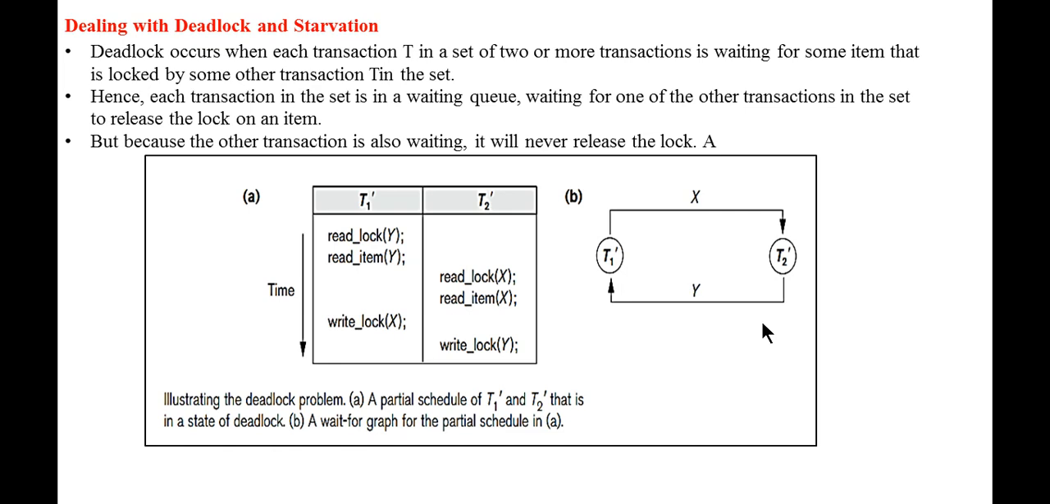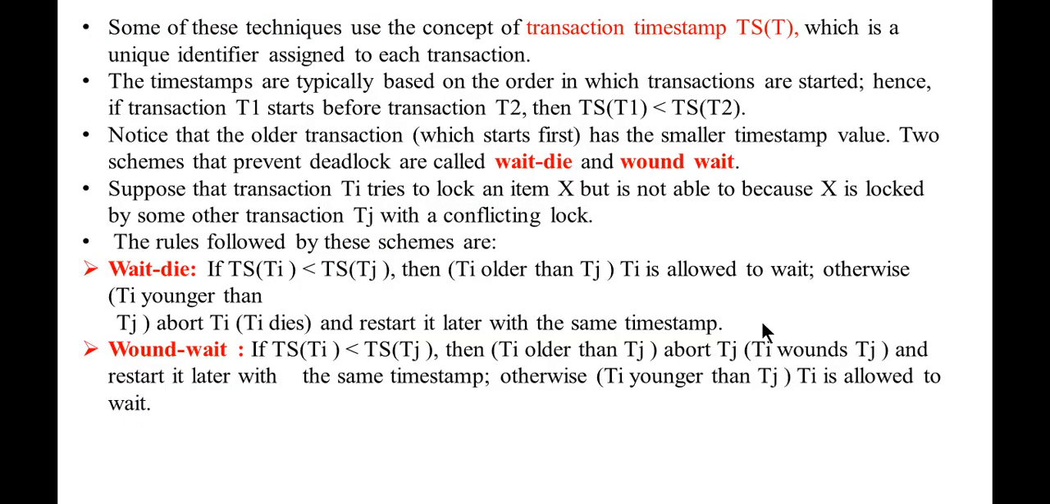So there are two prevention techniques used here: wait-die and wound-wait. These techniques are based on the concept of timestamp. Written here, transaction timestamp, denoted as TS. Timestamp of T means timestamp of a transaction T. You can think of it as the beginning time or starting time of the transaction. It is easier to understand if you think like this. So timestamp of a transaction is the starting time of the transaction.